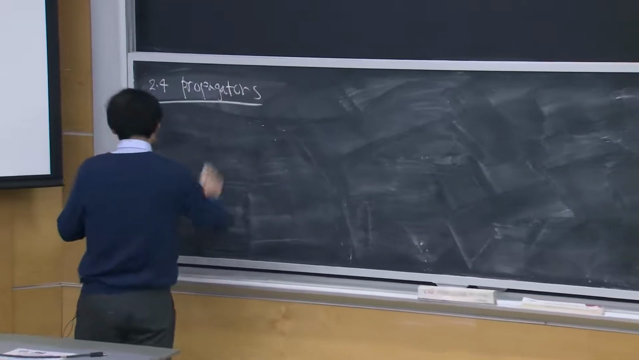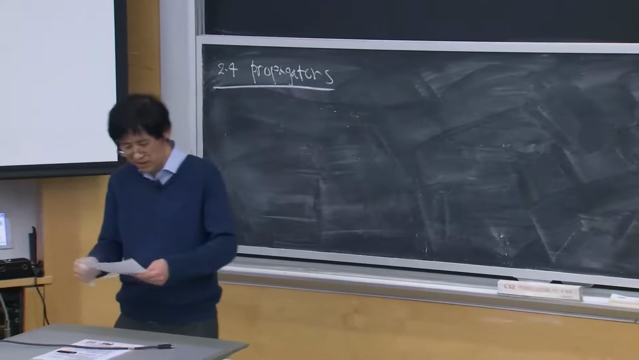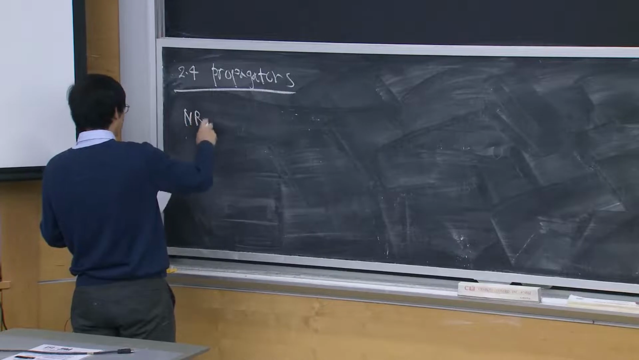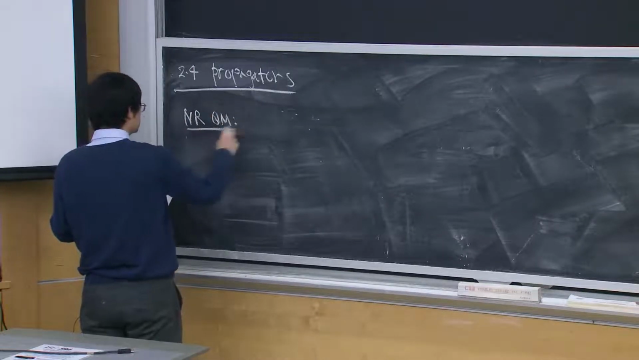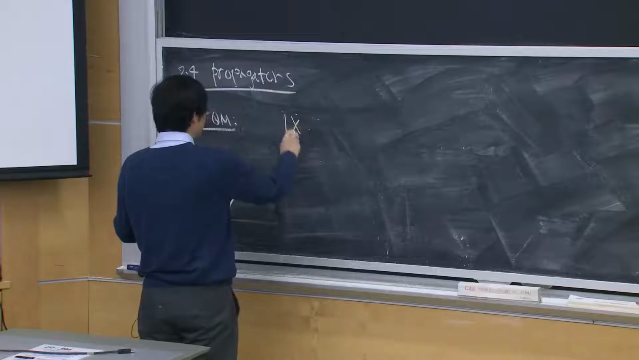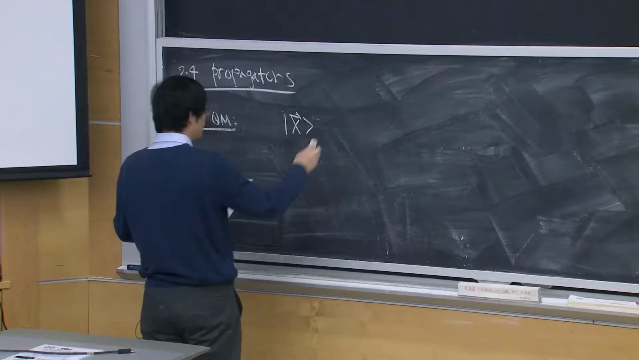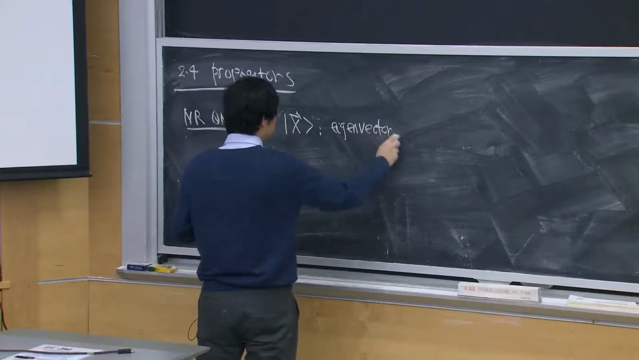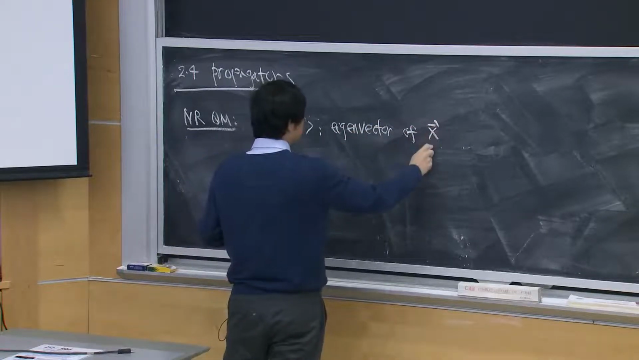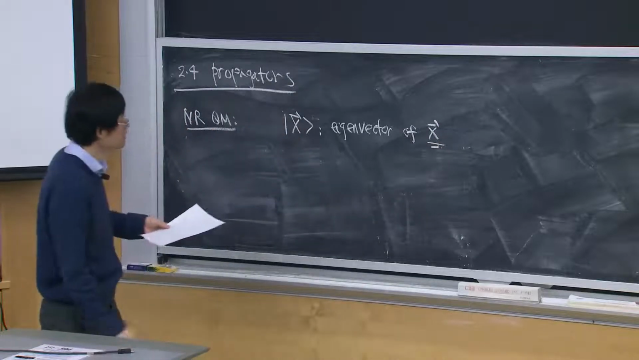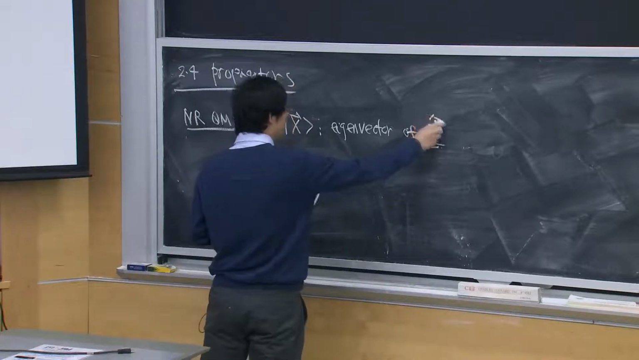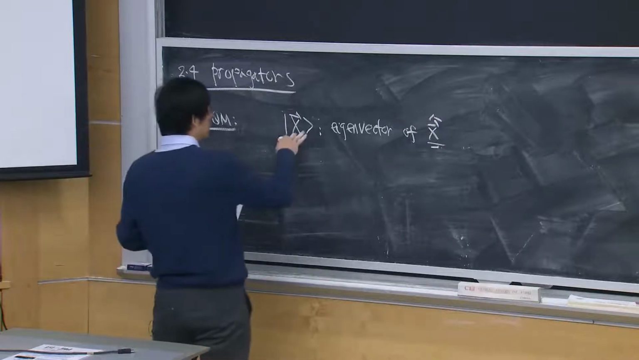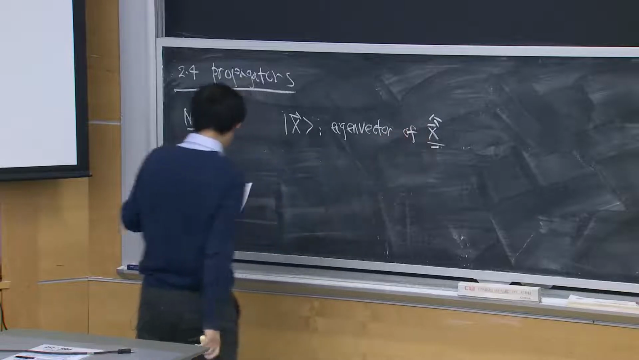So now let's talk about a concept called the propagators. Let's recall in non-relativistic quantum mechanics, the position vector plays a key role. This is the eigenvector of x, the position operator. Let me put a hat here to emphasize this is the operator, and this is the eigenvector of x.